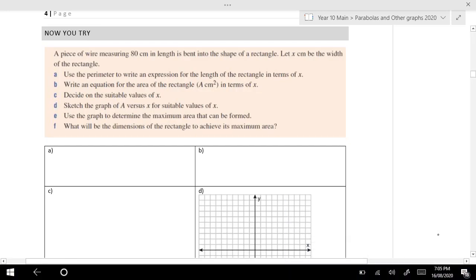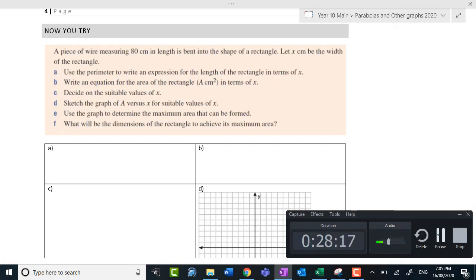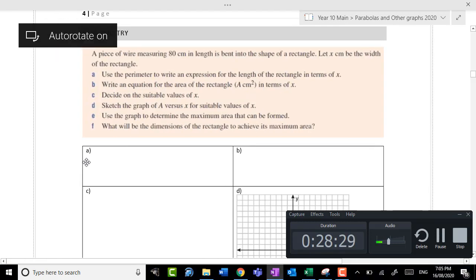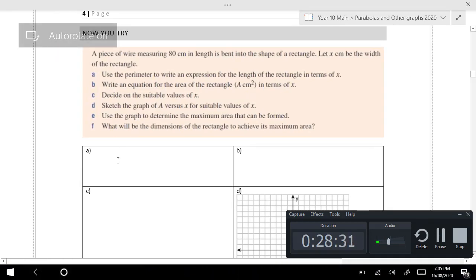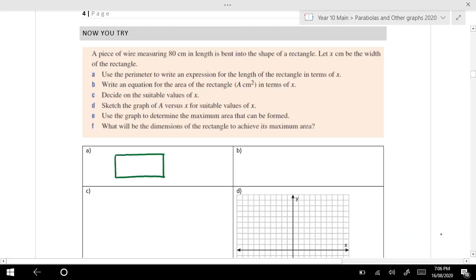Now if you're struggling to get started on this, the first thing to do would be to draw your rectangle. It says that a piece of wire, we've got 80 centimeters to use. If you think about it, let's draw that. We've got something like this again. We'll call this width x, which means that's also an x.